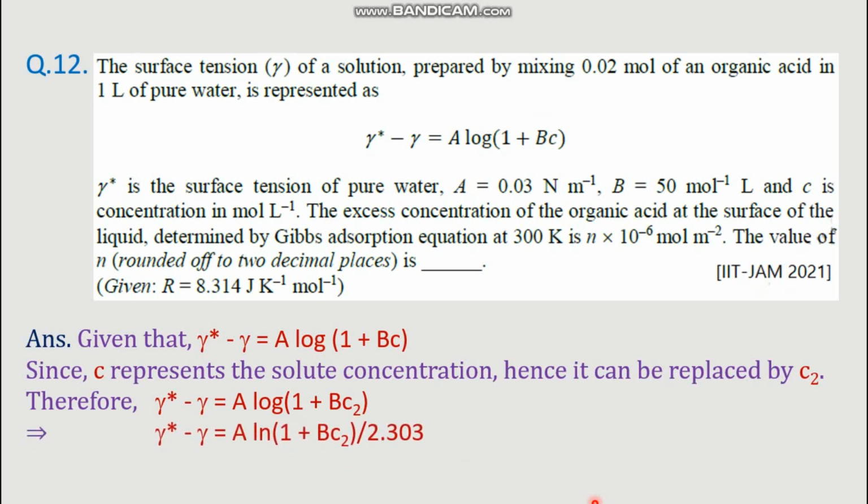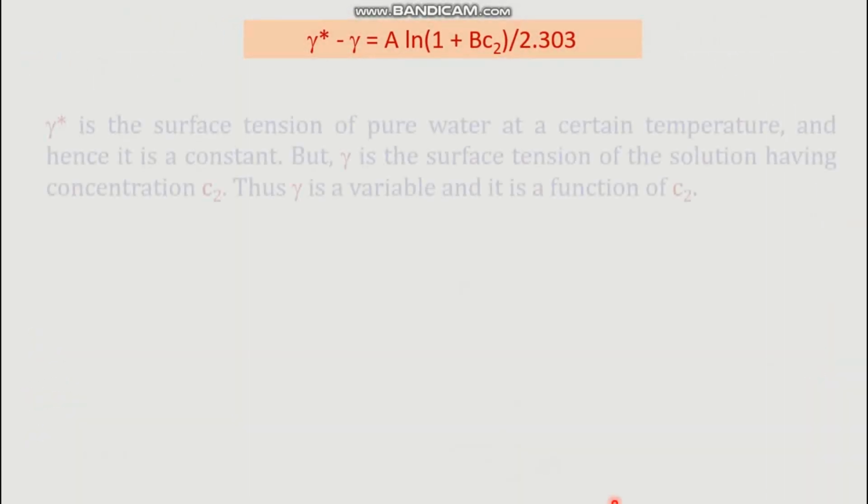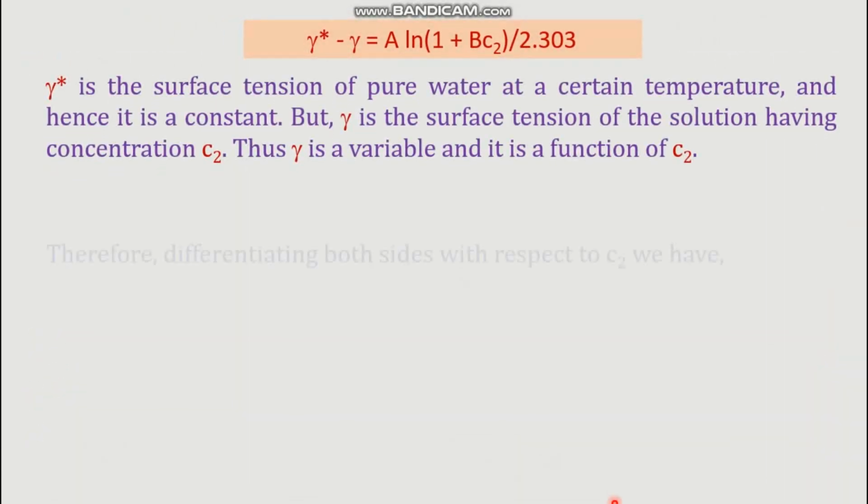Now let's differentiate. Before differentiating, we have to convert this log term into natural log. If you divide this log by 2.303, it becomes natural log. So gamma star minus gamma equals A natural log of 1 plus BC2 over 2.303. Either you divide by 2.303 or multiply by 0.4343, according to your convenience.